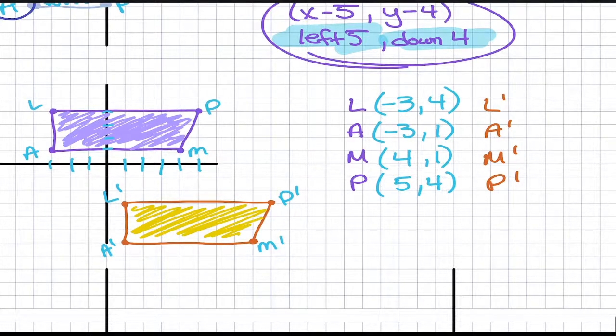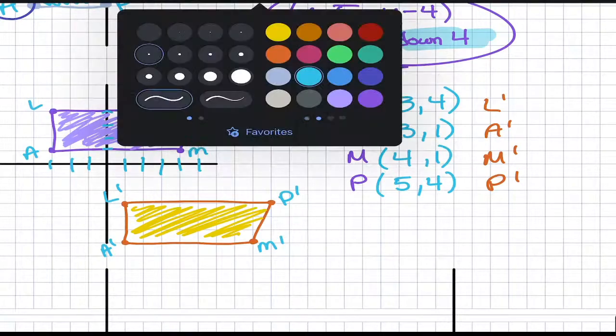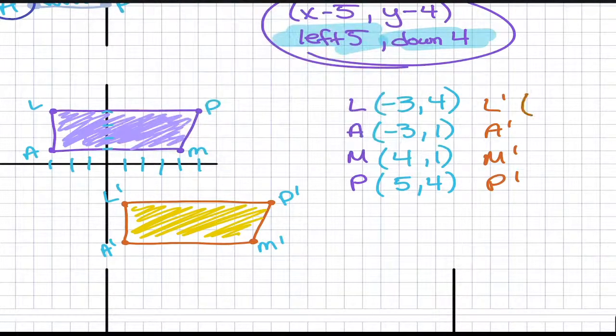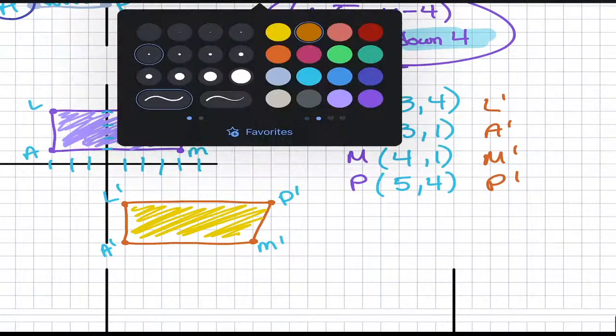Okay? All right. And now for L prime, we should be at, let's do a little something different here. For L prime, we should be at, that color is ugly though. It's not.